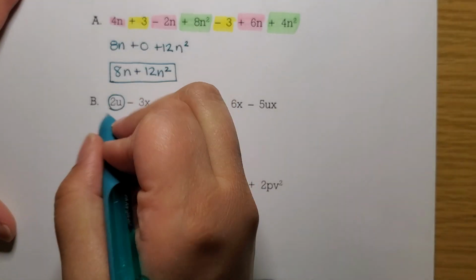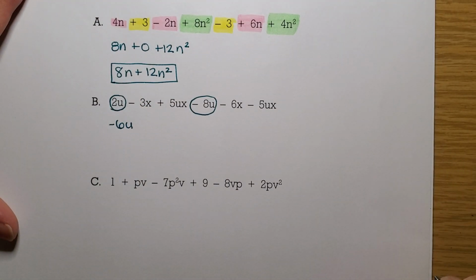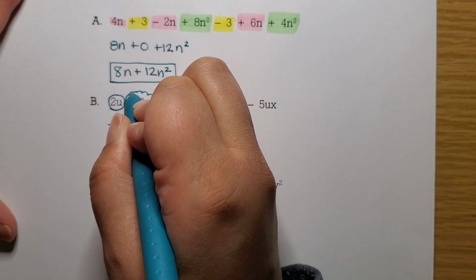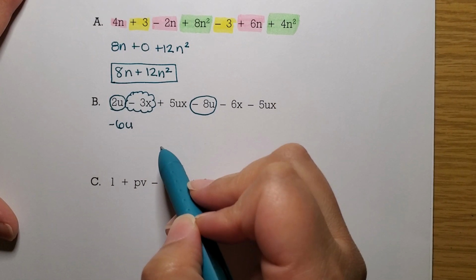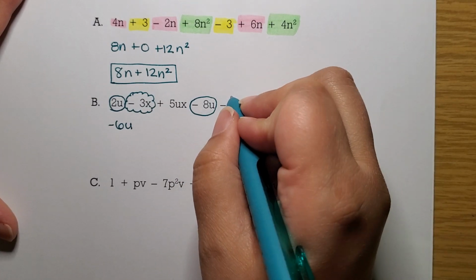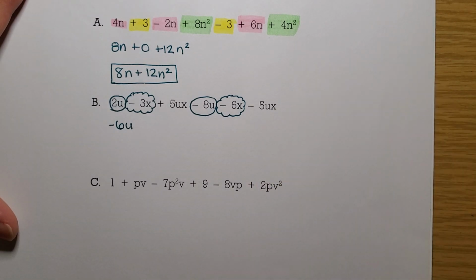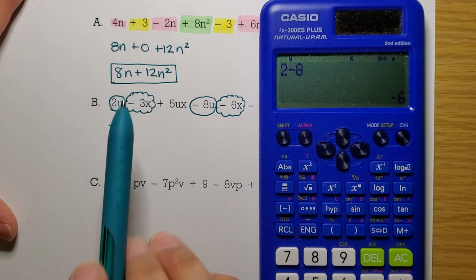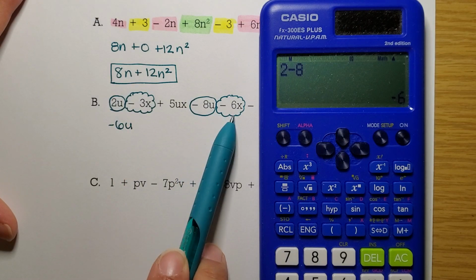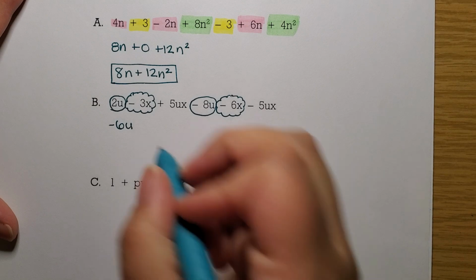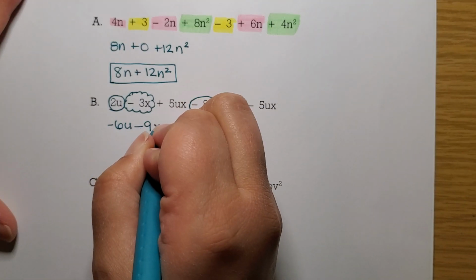So I'm going to have negative 6u. Now for the next term, I'm going to use a different shape. So I'm going to use like a cloudy shape. And this term is an x, nothing else. So the x terms. Okay. So here we have negative 3 minus 6, which gives me a negative 9. So I'm going to put in negative 9x.